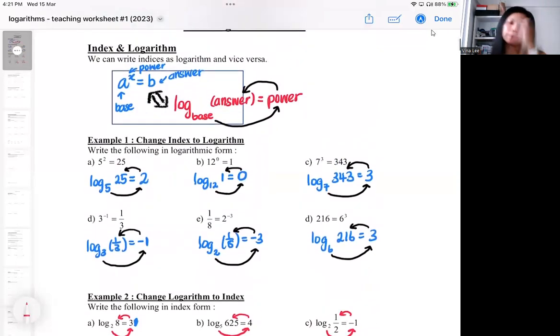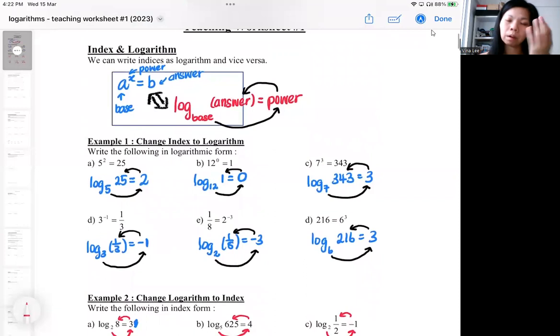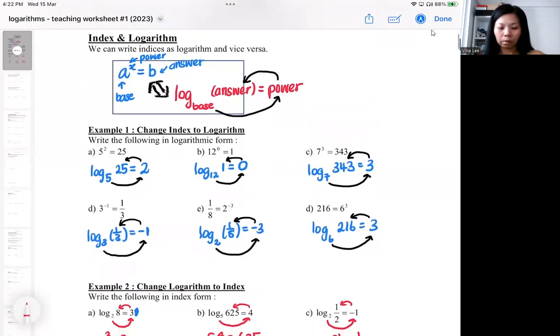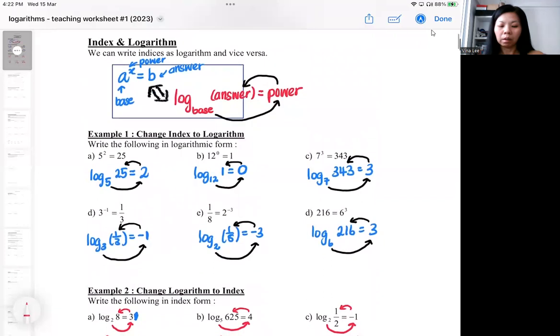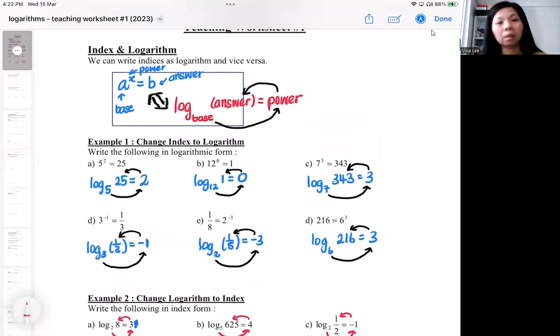This being the foundation, you will need to be able to do it first. Subsequently, there will be things like logarithm equation, and there will be the law of logarithm. There are only 5 laws compared to indices, which has 10. You need to be very fluent with the 5 laws of logarithm. Right now, this is the foundation to change in between indices and logarithm.